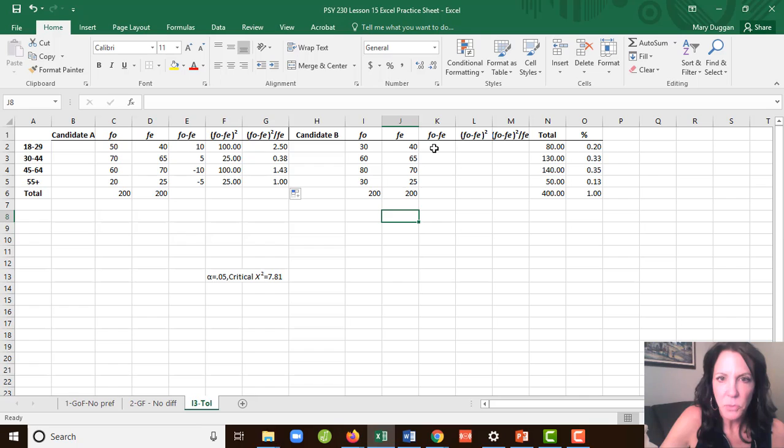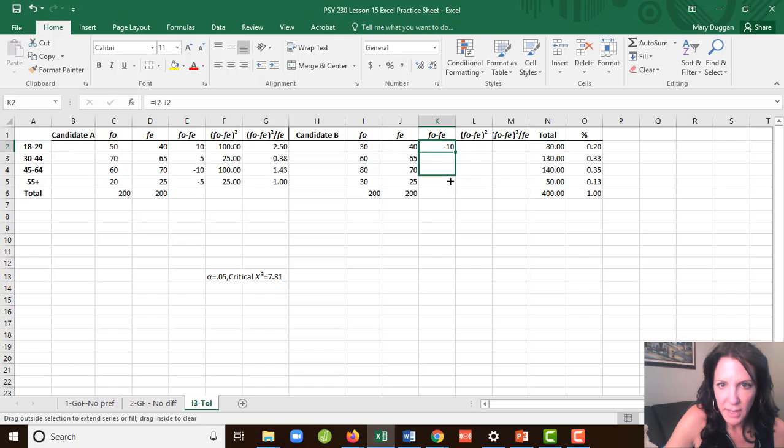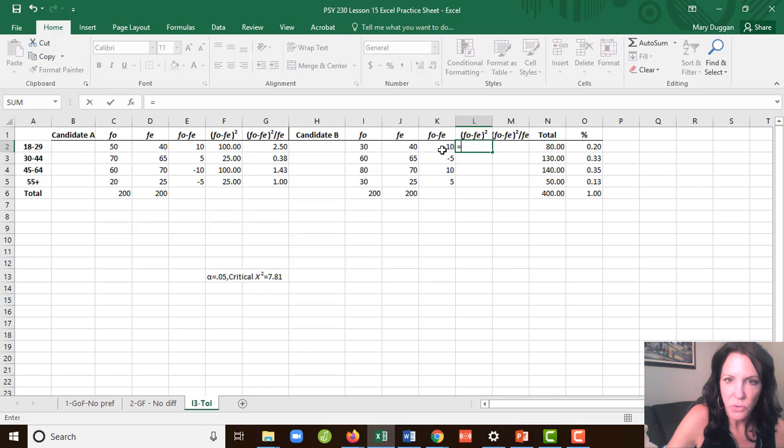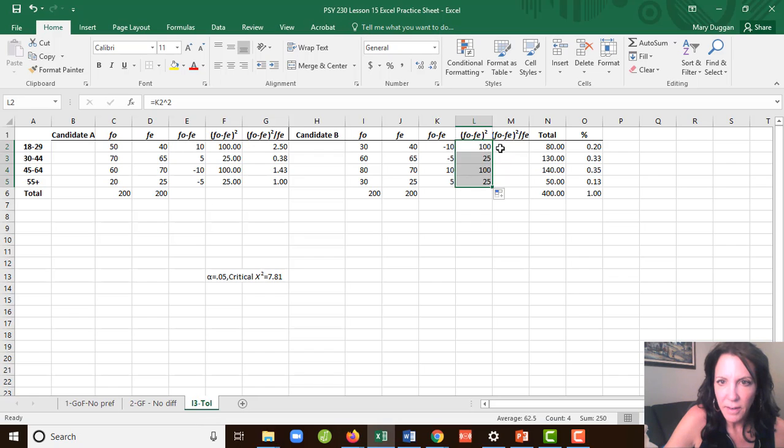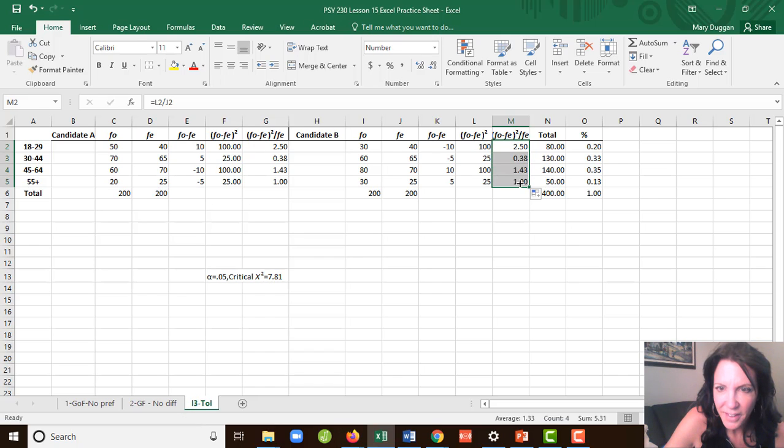All right. Now, let's do the same for the next one. Observed frequency minus expected frequency. And then I'm going to drag down, and then I'm going to square those scores. All right. And then I'm going to take each of those scores and divide it by the expected frequency. I'm kind of in the zone right now. I'm kind of zen and feeling it. There we go.